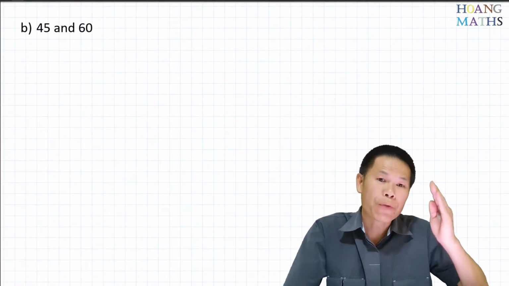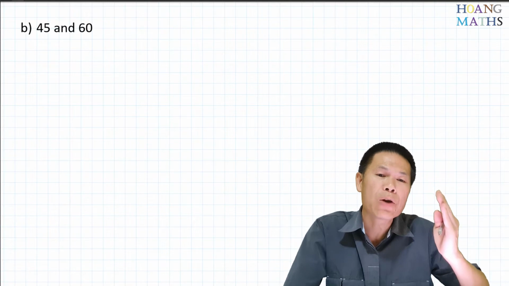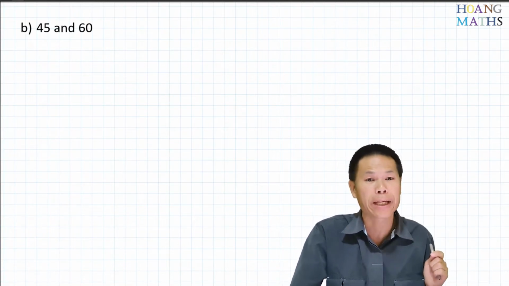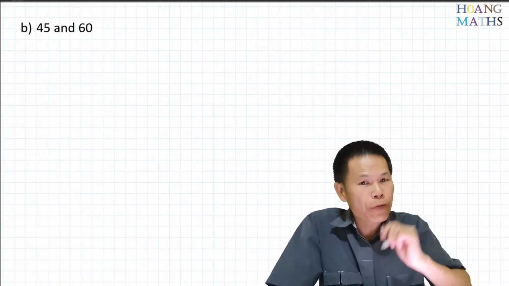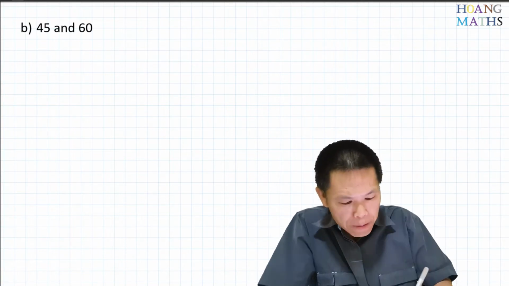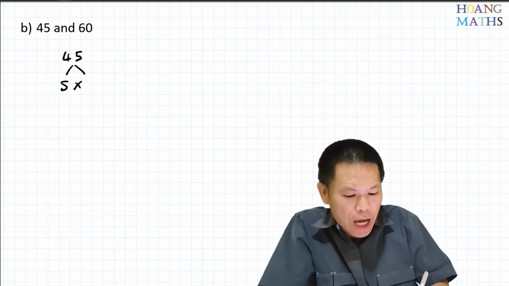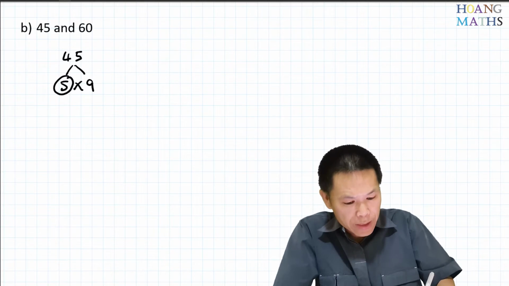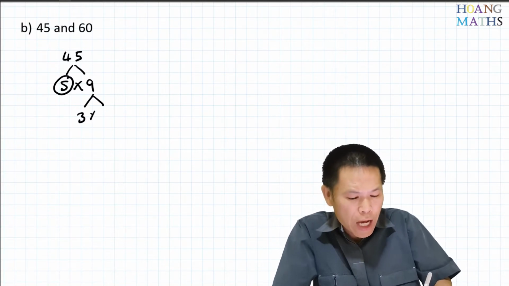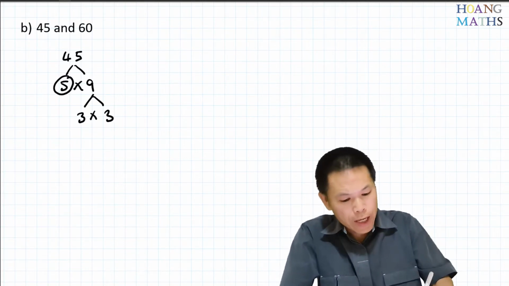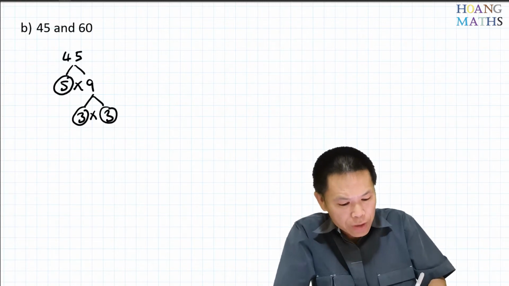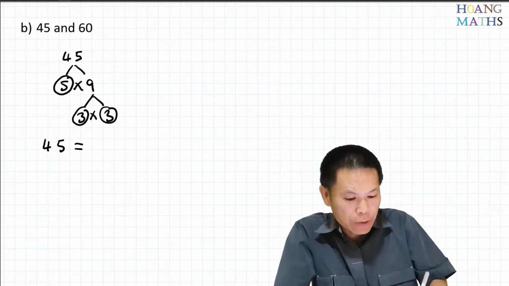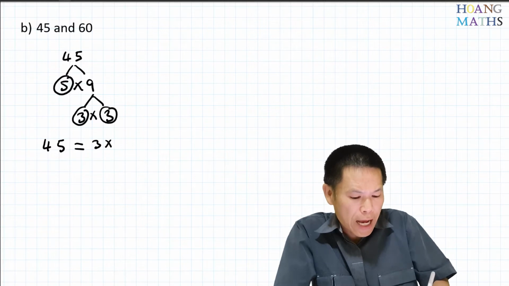Second one. Of course, if you like, you can pause the video and try it yourself anytime you like, okay? So let me draw a factor tree for 45 first. So 45 is equal to 5 times 9. And 5 is a prime. And 9 is 3 times 3. And this is prime. So 45 is equal to 3 times 3 times 5.